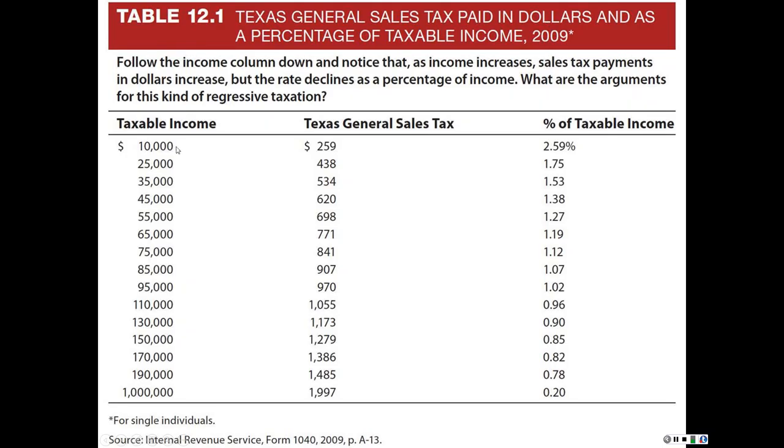If you go back to 2009 and you had $10,000 taxable income, you spent enough money that you paid $259 to Texas in the general sales tax. So you purchased enough items that you paid $259 in sales tax. Well, $259 out of $10,000, you spent 2.59% of your taxable income on taxes. 2.59% isn't bad, it's not high, but that's not the point we're trying to make.